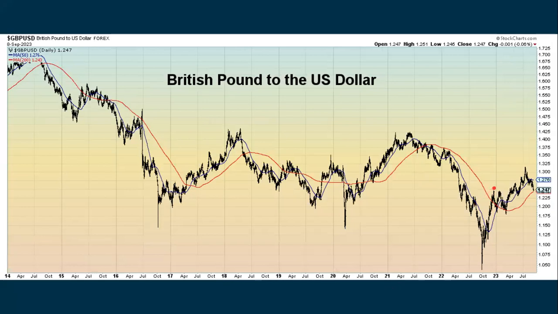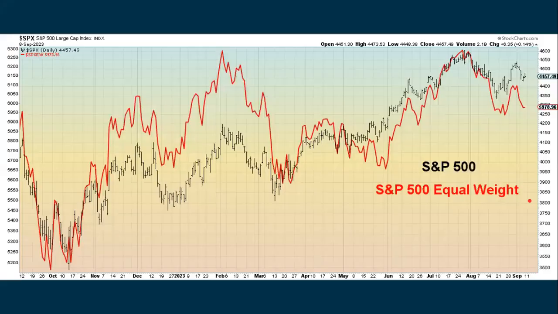We look at the British pound. It's continuing to outperform, but it has seen some weakness and it's coming back down to its 200-day moving average. We look at some different indexes. This is the S&P 500, which is a weighted index. So the big mega caps have more of an influence. Well, then we have the equal weight index, where all of the stocks in the S&P are treated the same.